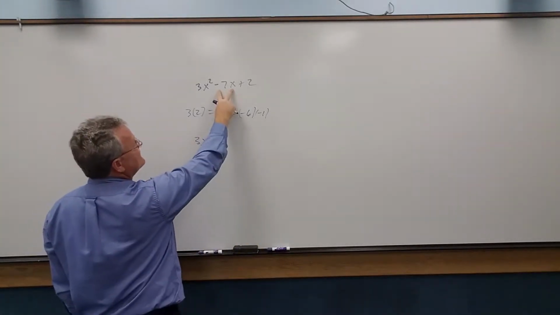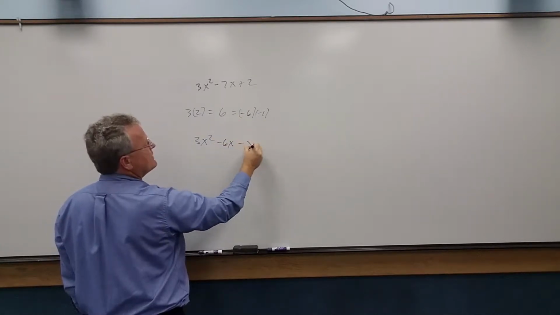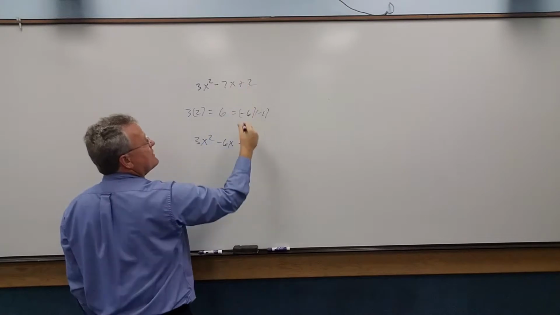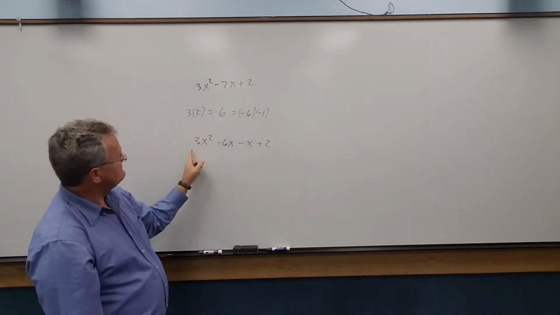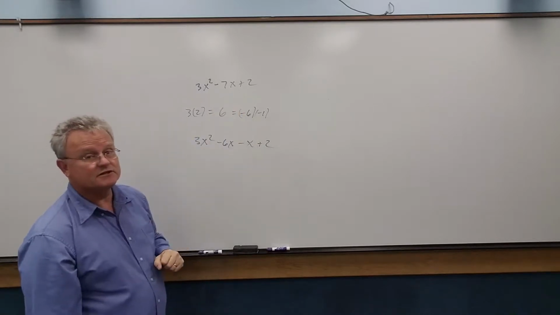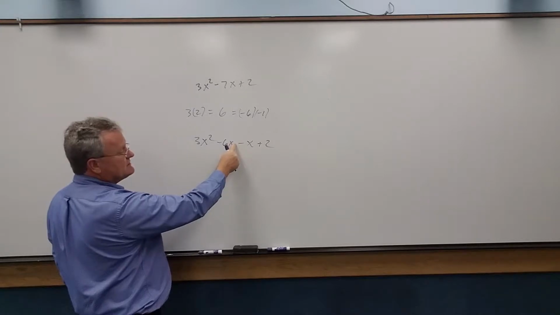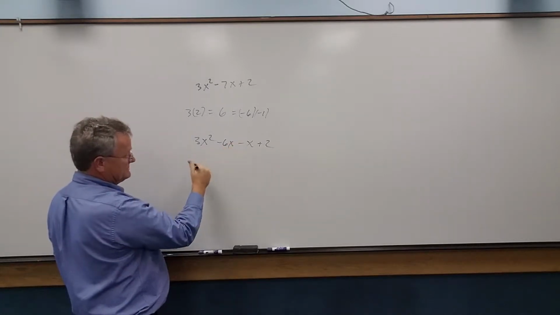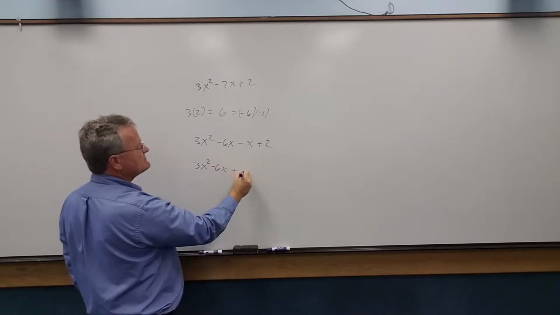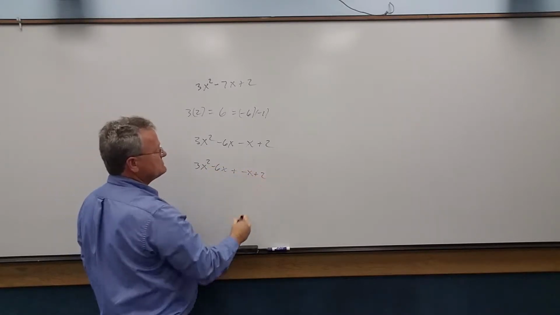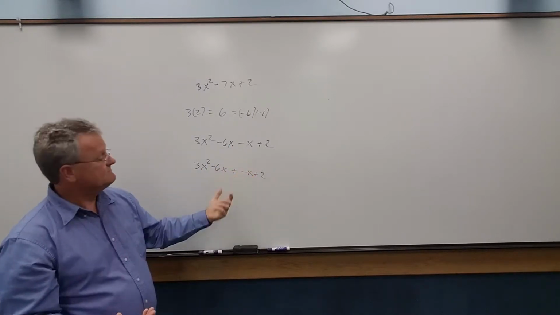So I'm going to write negative 7x as minus 6x minus 1x, or minus x, and then we have a plus 2. So again, this adds to negative 7x. This is really the same thing as this. But now, remember, to factor by grouping, we want this middle operation to be a plus, not a minus. So let me just rewrite this as plus a negative x plus 2. Plus a negative x is the same thing as minus x.